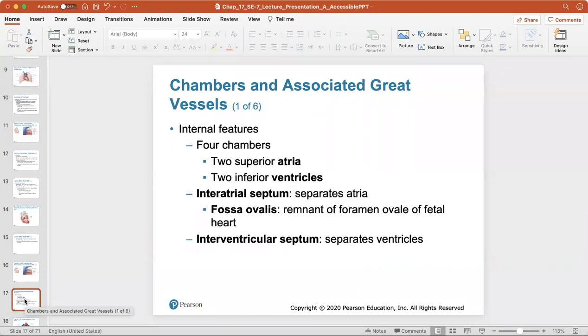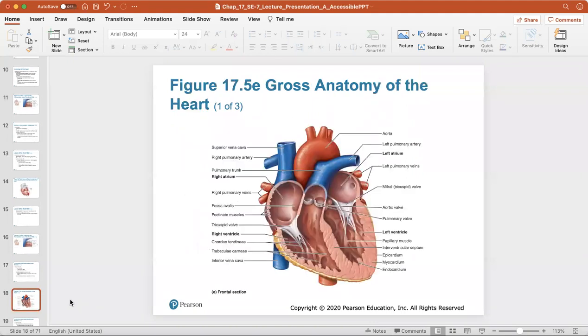The internal features of the heart, I'm going to let you guys review a little bit of this on your own. You will need to be responsible for this, but a lot of it is review from anatomy. So especially a picture like this, you should be very familiar with the names of the different types of valves, the interventricular septum. You should know the order of blood supply through the heart.